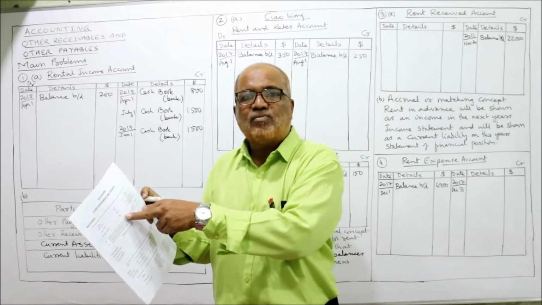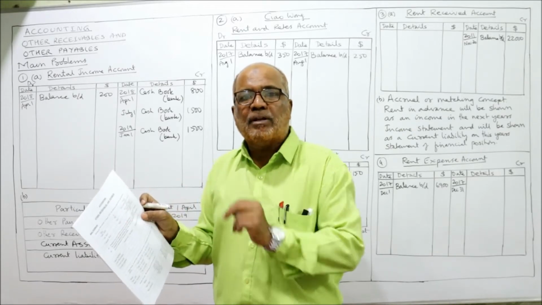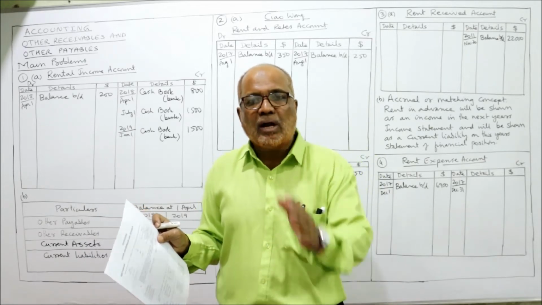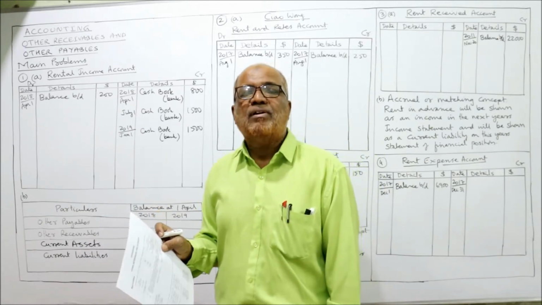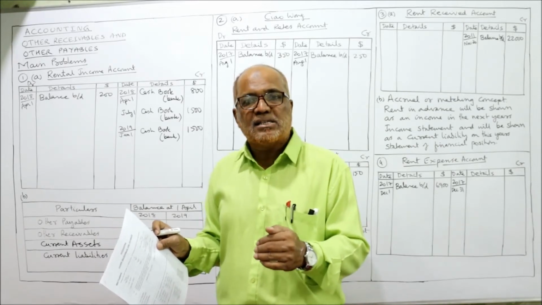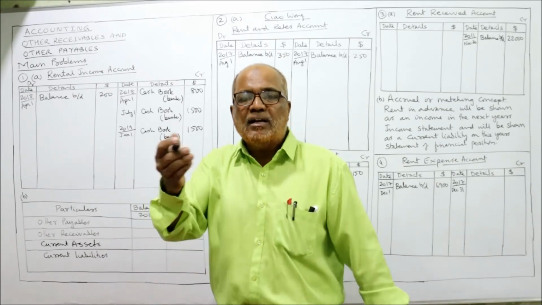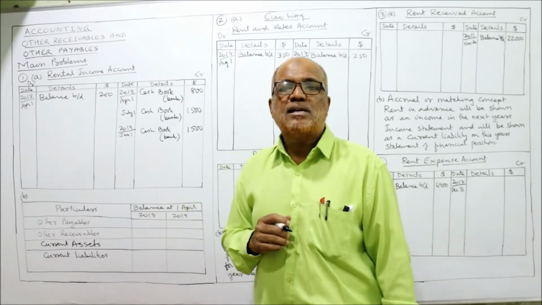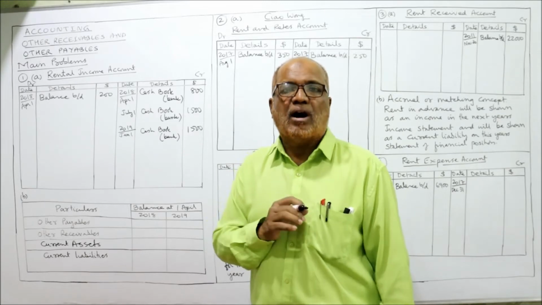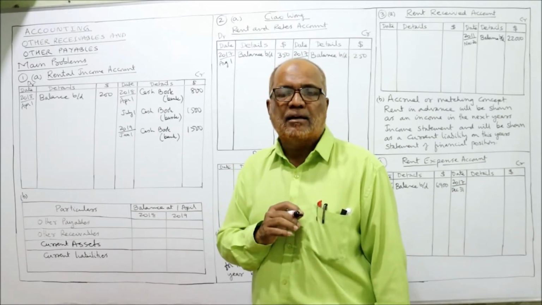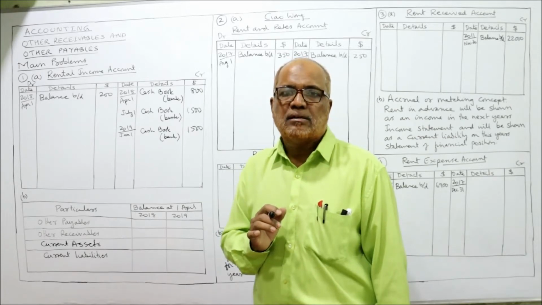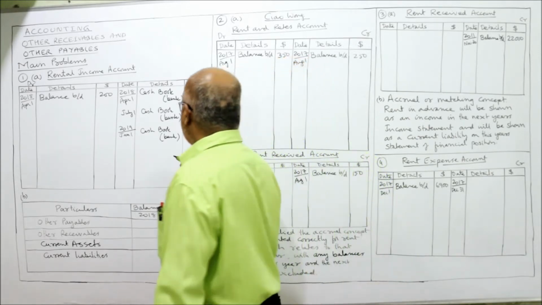So 1,500 is for 6 months. So 3 months will be 1,500 into 3 by 6, or half of 1,500. 750 rent is received in advance. When rent is received in advance, it's a liability. Income received in advance is a liability, and all liabilities will show credit balance.